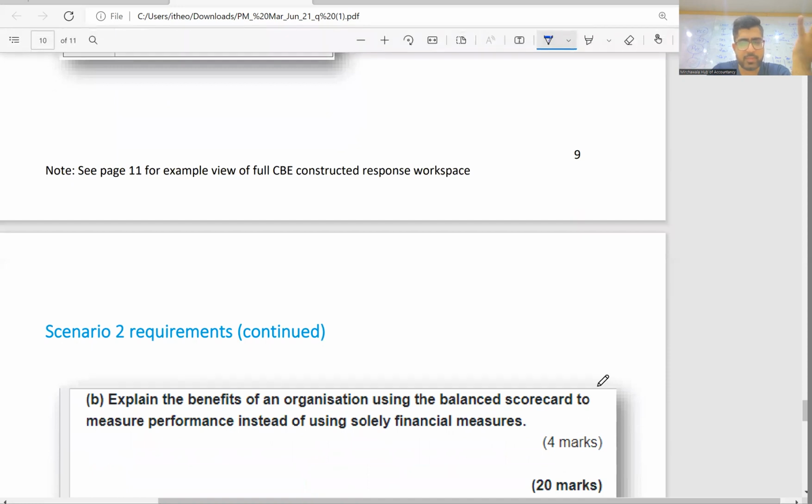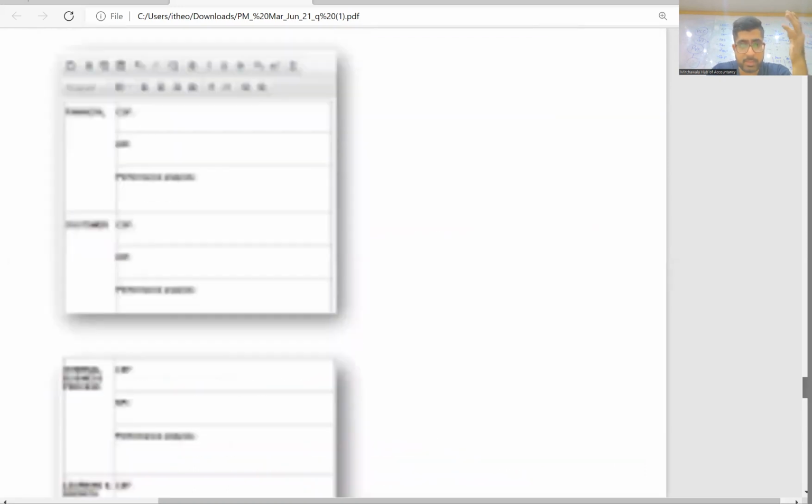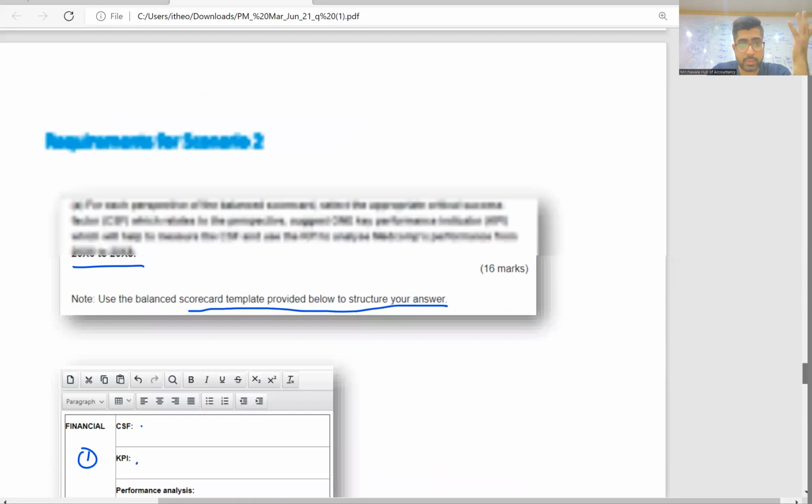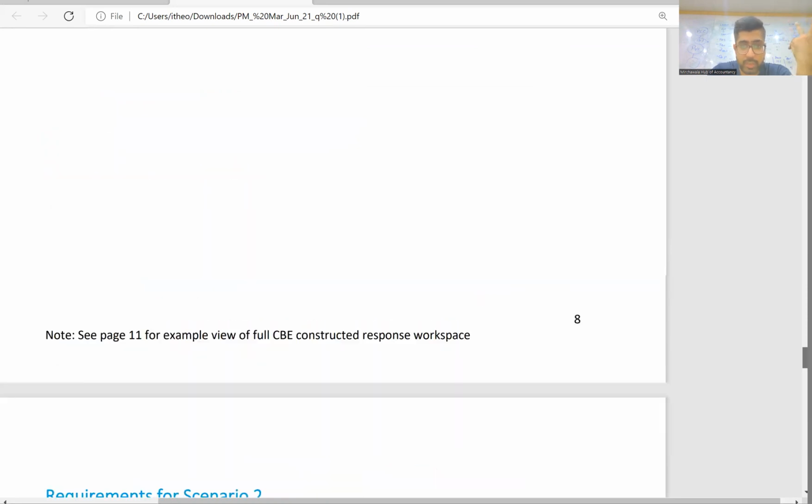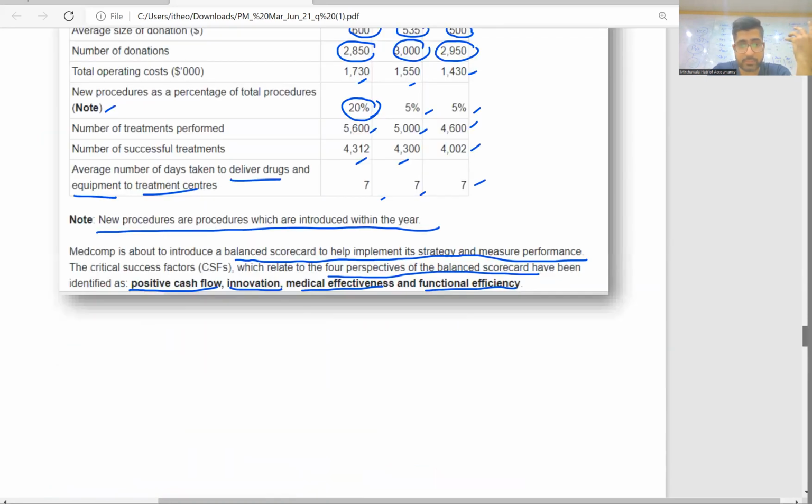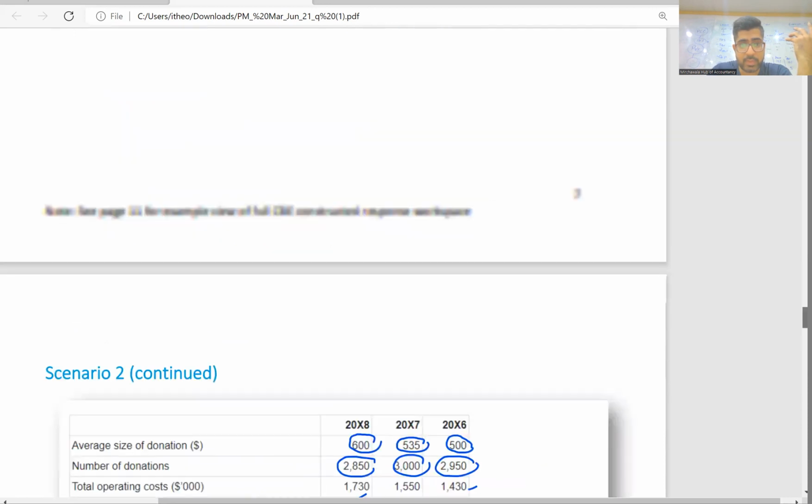Explain the benefits of using balanced scorecard instead of financial. So I will write the 4 benefits of balanced scorecard and finish it. But the 16-mark part looks a very important one. And if you know how to analyze and draft, it's very easy for you. So I need to read the scenario again for this.